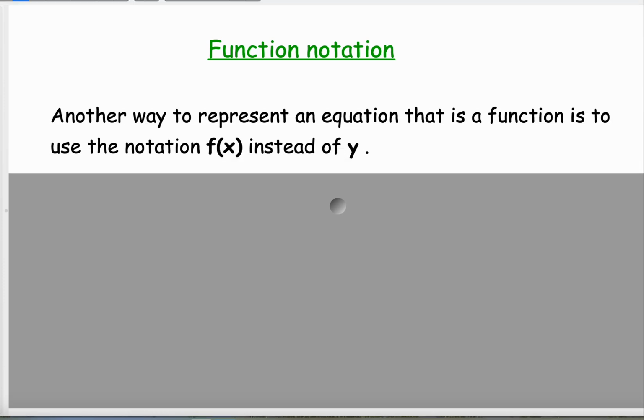Let's spend a few minutes talking about function notation. I want to make sure that you have a good conceptual understanding of the notation when we're writing functions. And this will be important as we start to deal with new functions down the line.